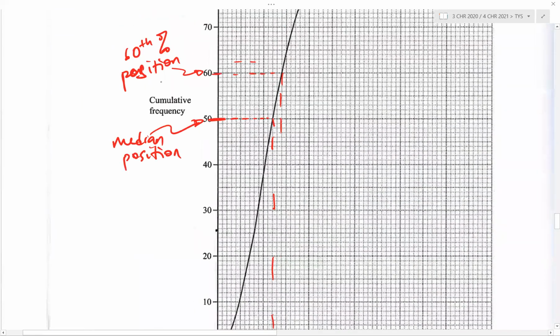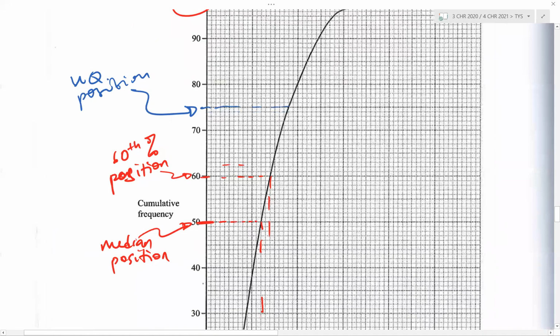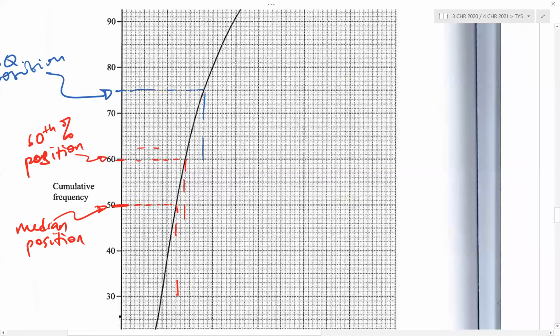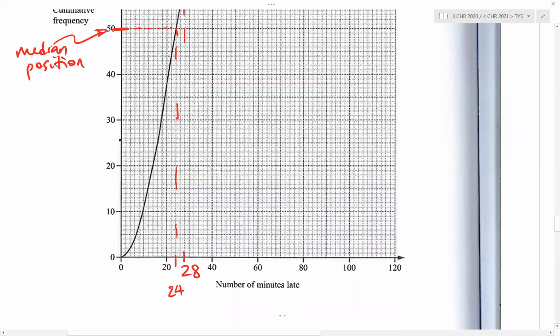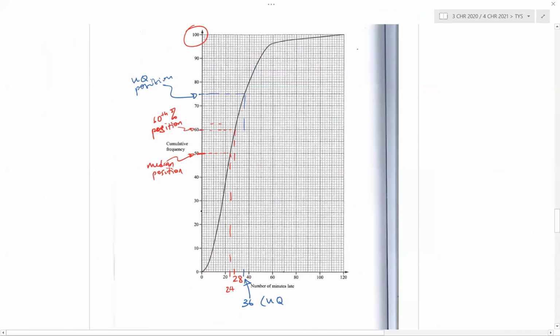So now we will find the upper quartile value. 2 squares away from the right. This has a value of 36. This is our upper quartile. Oh, so high. Yeah, this is our upper quartile value.